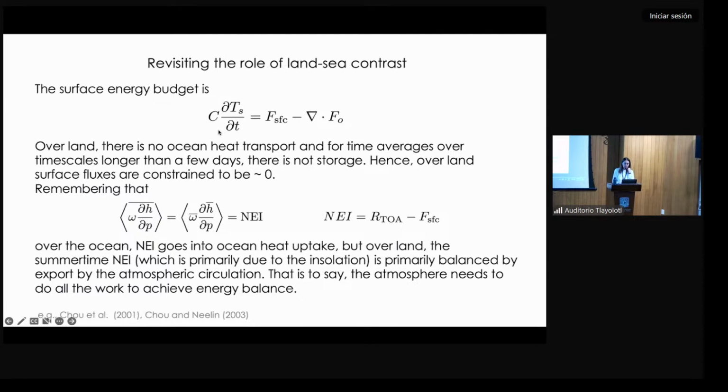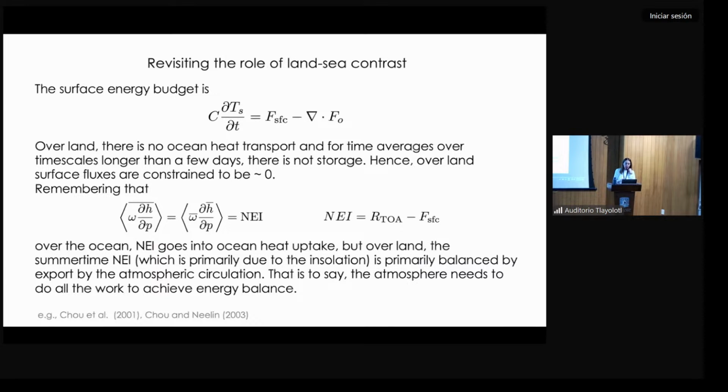And because the heat capacity of your continent, or your land surface, is so small, if you integrate over time scales of a few days, there cannot be any storage. None, right? What this means, therefore, is that your surface fluxes are constrained to be almost equal to zero.